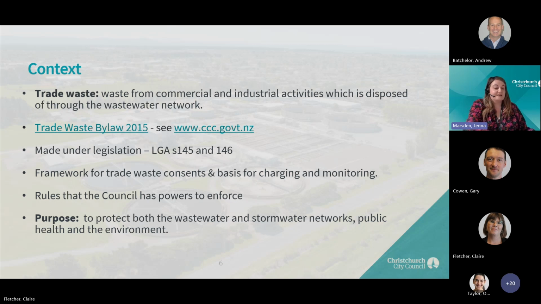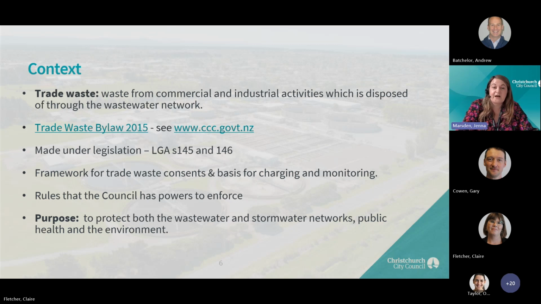So trade wastes are discharges to the wastewater network from activities undertaken at businesses and industrial premises, which need to be managed due to the volume and content. It could be things like fats and greases, chemicals contained in that discharge. But a trade waste consent is required for these types of discharges. Really important to note that trade waste does not include standard wastewater from toilets or bathrooms.